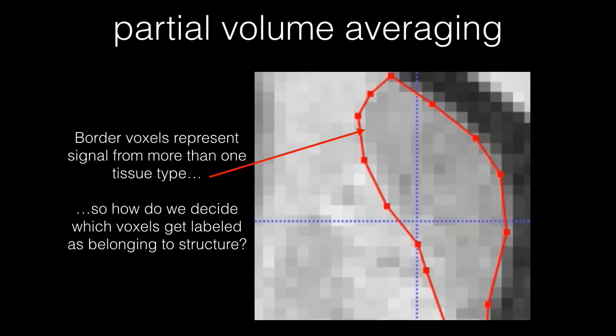The first limitation I want to talk about is just an inherent problem with structural MR acquisitions, and that's called partial volume averaging. If you look at voxels that are in the boundaries between two structures, really those voxels represent signal for more than one tissue type. So that makes it very hard to make a principled decision about where to place structural boundaries. And that's a problem for manual, semi-automated, and fully automated methods. There's really no escaping this problem, and we just have to do our best.